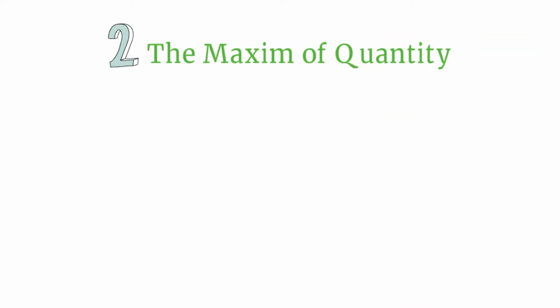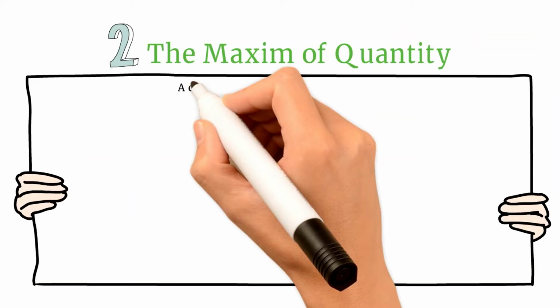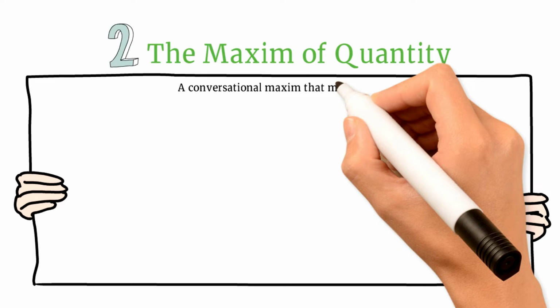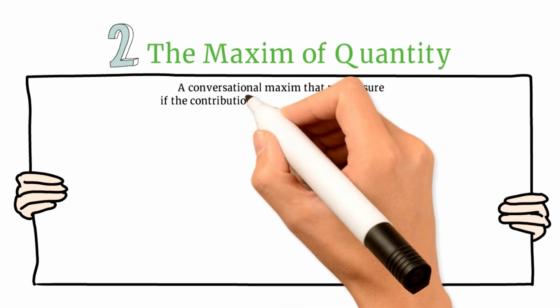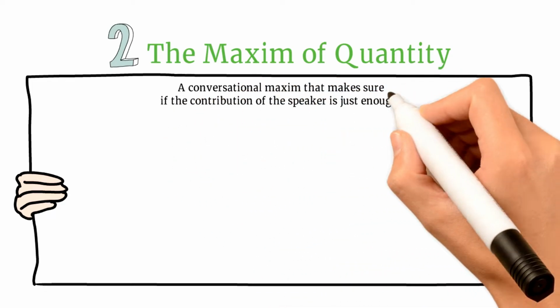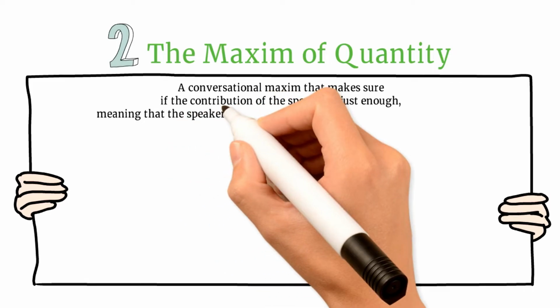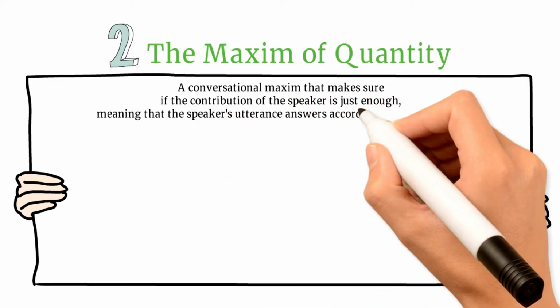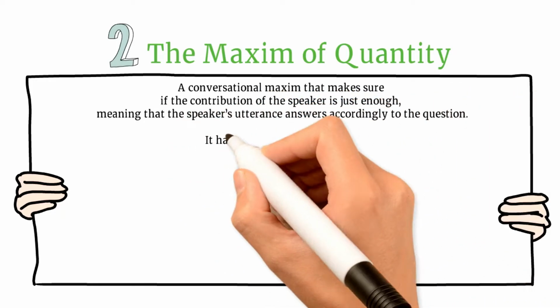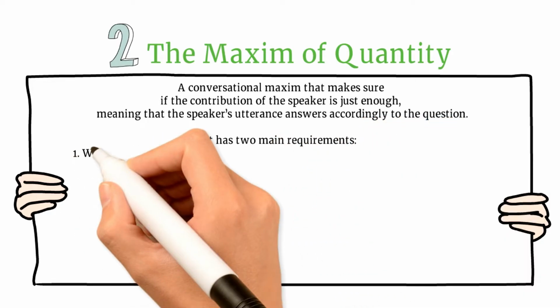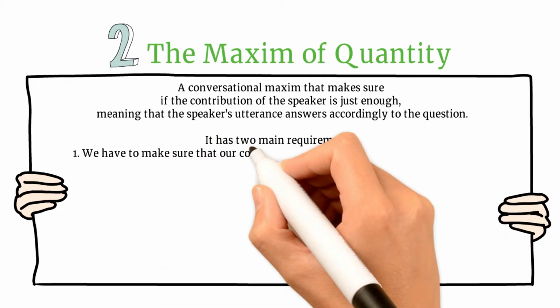Second is the maxim of quantity, which is a conversational maxim that makes sure the contribution of the speaker is just enough, meaning that the speaker's utterance answers accordingly to the question. It has 2 main requirements. The first one, we have to make sure that our contribution is as informative as what is required.